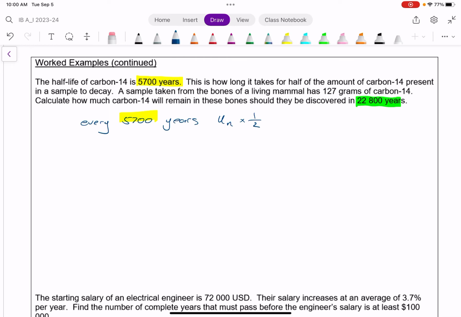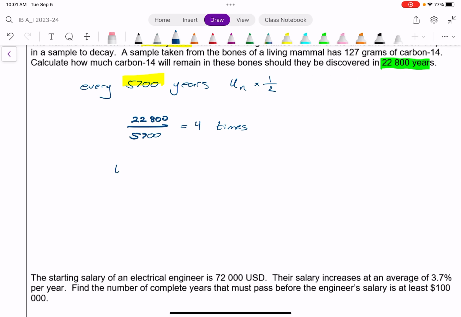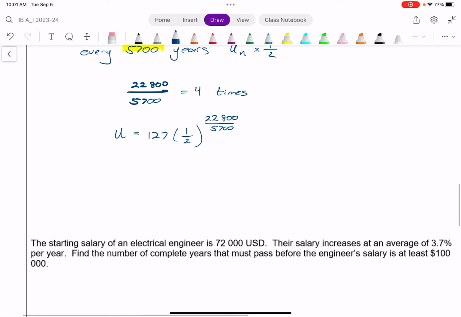And so the first thing I really want to think about is, well, how many times does 5,700 go into 22,800? And so let's divide. And conveniently enough, we get exactly 4, which means after 22,800 years, the amount of carbon-14 in a living being will be cut in half 4 times. And so now I can formalize this here by saying U, if I want U to represent the amount of carbon-14, the initial amount was 127. It's being divided by 2, same as multiplying by a half. But how many times? Well, again, I could go back to this, 22,800 divided by 5,700. That's my power, but I've already figured out that's 4, so I like this better. 127 times a half to the power of 4.